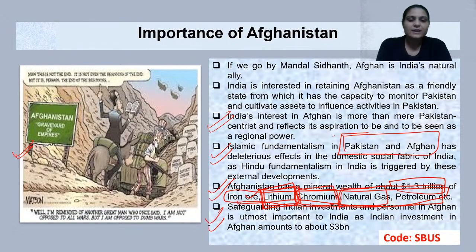Coming finally, safeguarding Indian investments and personnel in Afghanistan is very, very important to India. The other reason why we want to have friendly relations is we are already very much invested in Afghanistan, to the amount of $3 billion. We have given approximately $3 billion in aid and investment to Afghanistan. So if we can have friendly relations, it will be helpful for us to protect our personnel and our workers who are working in Afghanistan.